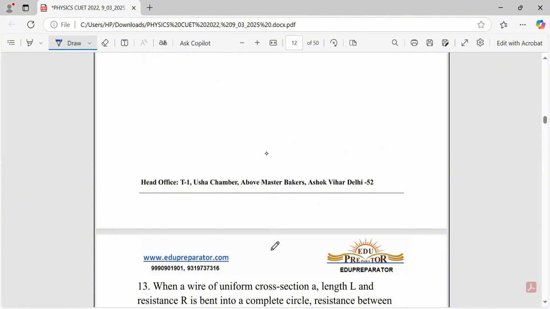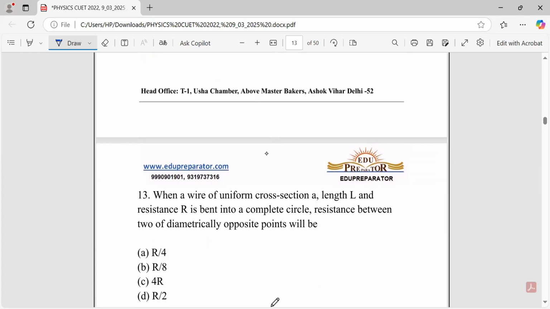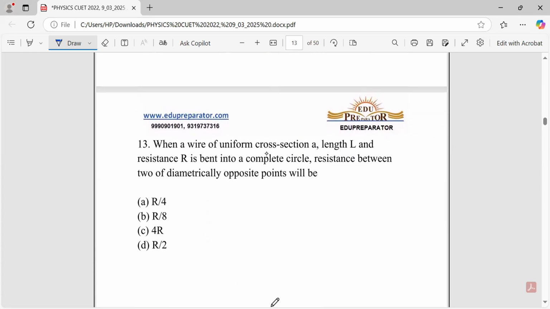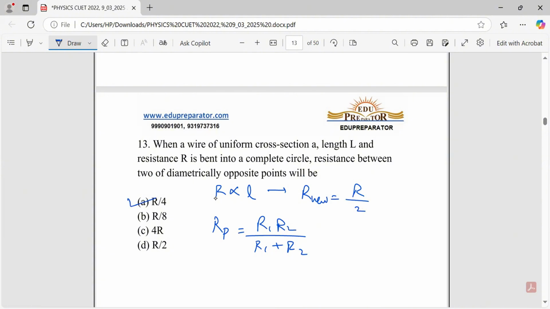Now, question number 13 is one which involves the concept of resistances. We know that when you make a single wire into a circle and the two diametrically opposite ends are taken, we find that the length is reduced to half. So as length is reduced to half, resistance is directly proportional to length, it means the new resistance will be equal to half of the original resistance. Now the two are connected in parallel. We have the formula of parallel combination R1 R2 divided by R1 plus R2. And if you simplify it, you'll be getting the answer R by 4.